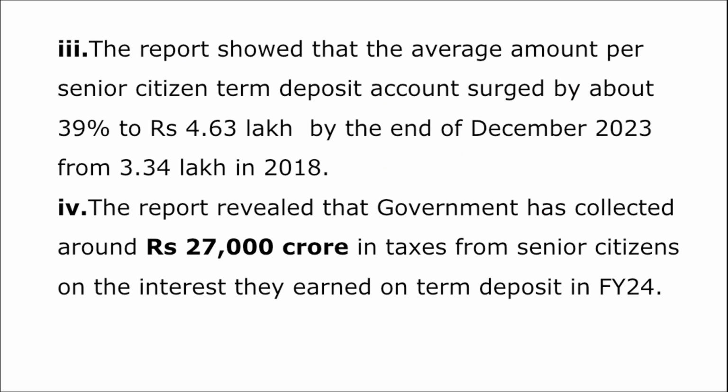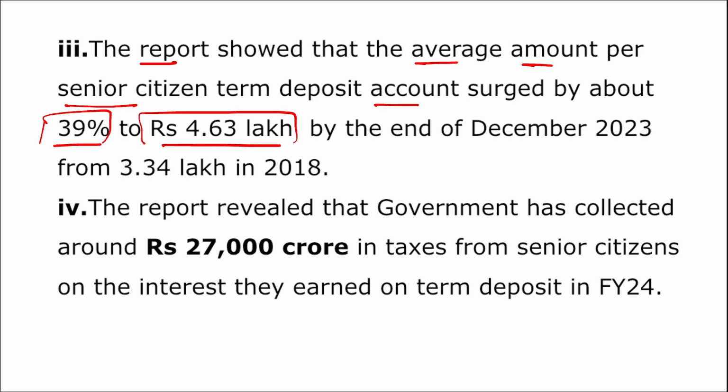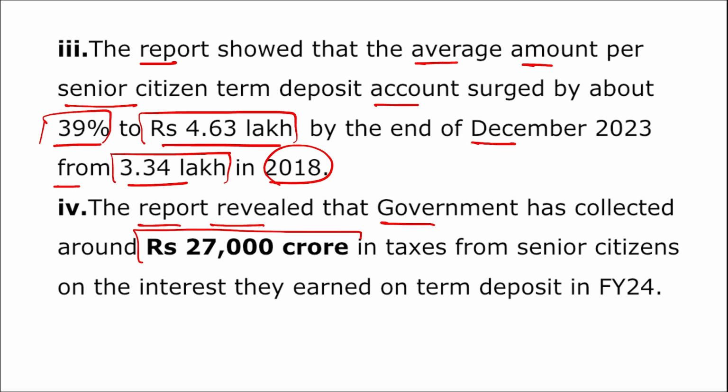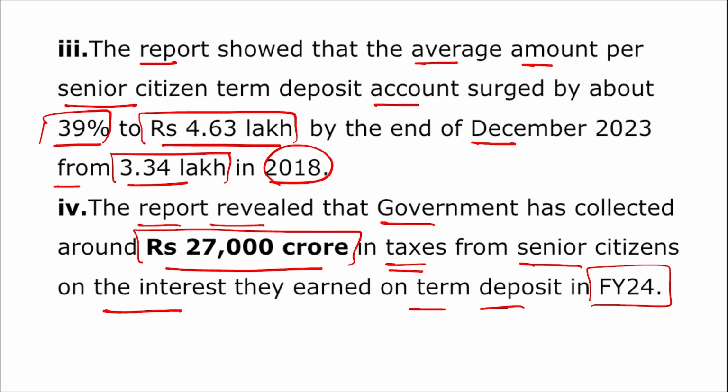Moving on. Next, tax report. Remember, the report showed that the average amount per senior citizen term deposit account surged by almost 39% to 4.63 lakh rupees by the end of December 2023 from 3.34 lakh in 2018. Also, the report revealed that the government has collected 27,000 crore rupees in taxes from senior citizens on the interest they earn on the term deposit in fiscal year 24 alone.